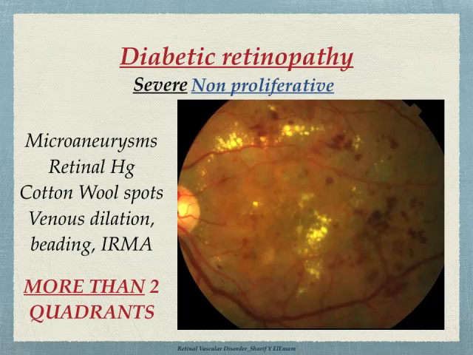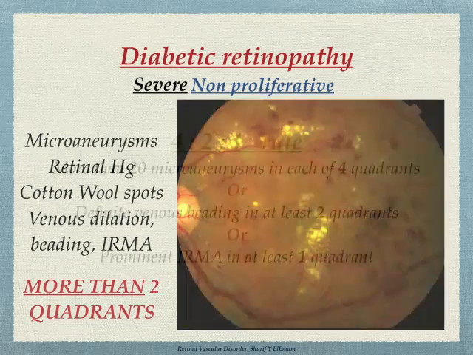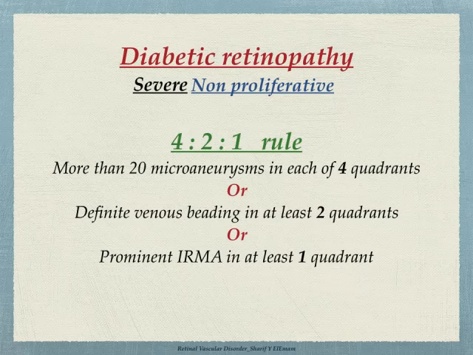However, if the changes that include the microaneurysms, retinal hemorrhage, cotton wool spots, venous dilation or beading, and retinal microangiopathies are present in more than two quadrants, this is called severe non-proliferative retinopathy, and we can also easily remember this by something called the 4-2-1 rule, meaning that severe NPDR can either have more than 20 microaneurysms in each of the four quadrants, or definite venous beading in at least two quadrants, or prominent IRMAs or intraretinal microangiopathies in at least one quadrant.